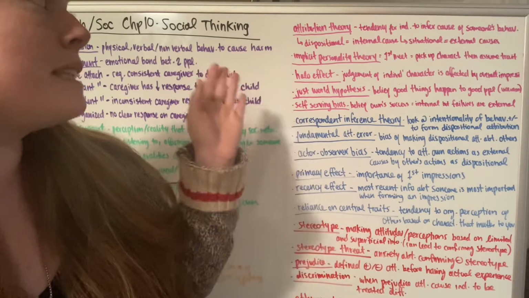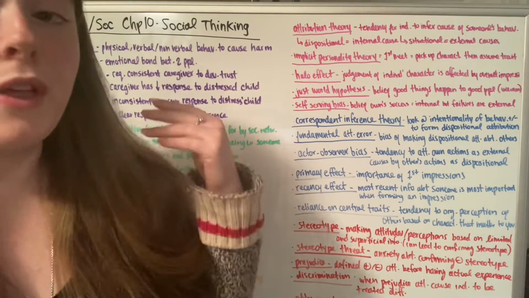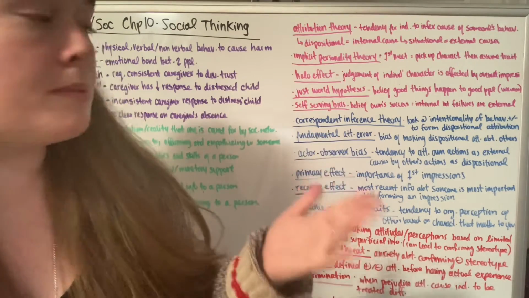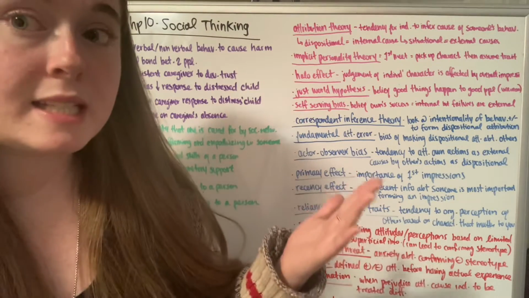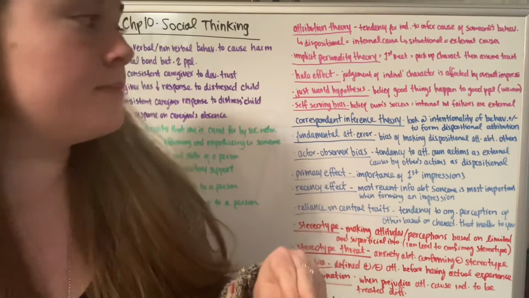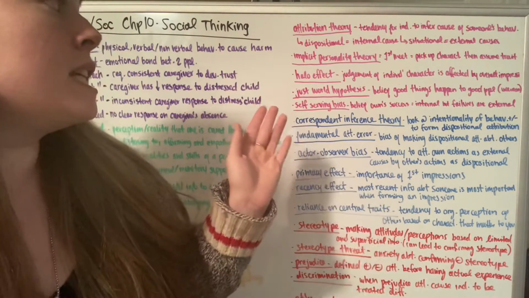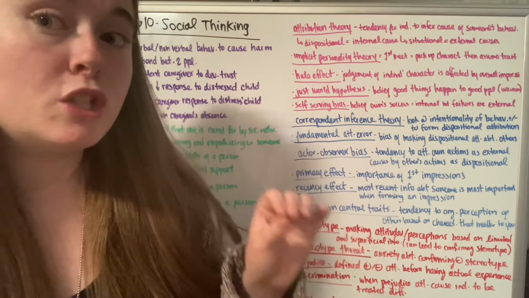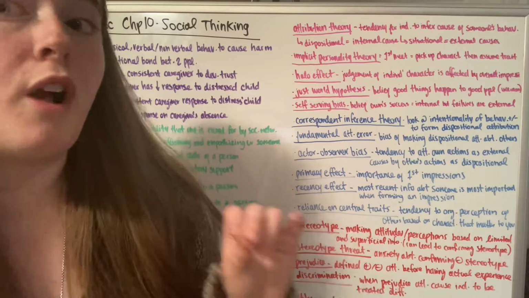Then we have implicit personality theory, which is the process of creating assumptions about someone. So first you meet them, you pick up on certain characteristics, and then you assume traits about that person just based on that. We have the halo effect, which is when the judgment of an individual's character is affected by the overall impression of that person.